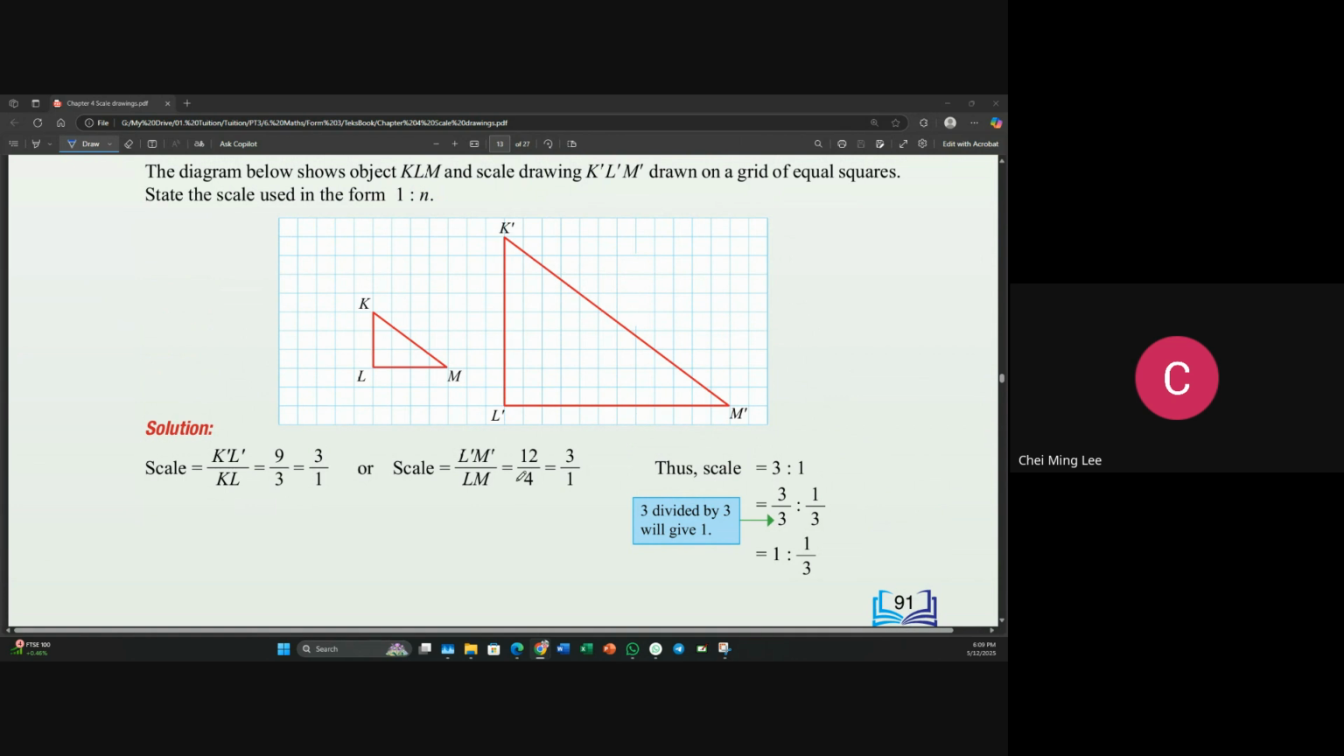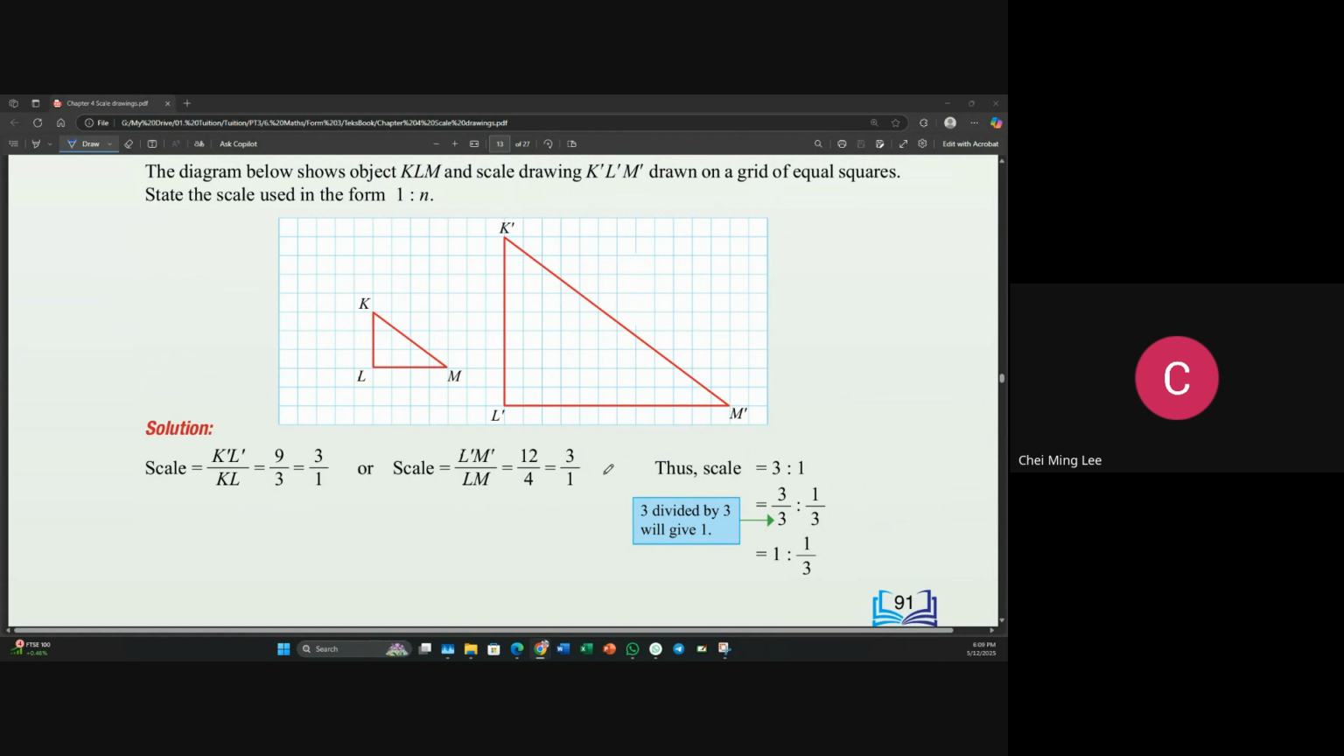Okay. Why do we need to do both? Actually, doing one is correct. But why do you need to do 2? This is to make sure that the image that you draw is confirmed to be the scale drawing of the object. Because if we compare this side and this side, without comparing this, we already know both are the same, so for sure this is the scale drawing.